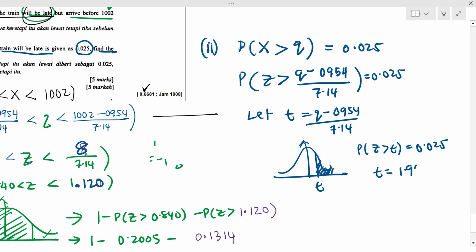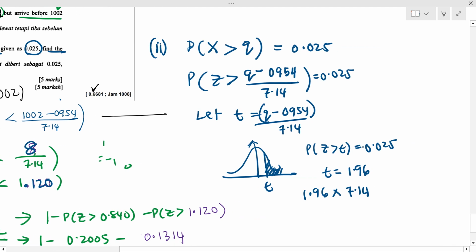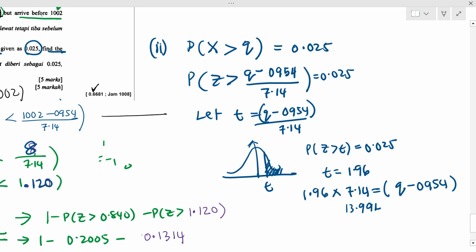T is 1.96. Okay, now we cannot calculate this directly, guys. Wait first. 1.96 multiply 7.14. This is not the usual question because this is time, you know. Just find 1.96 multiplied by 7.14. It comes to 13.9944. So 13.9944 is equal to Q minus 0954.